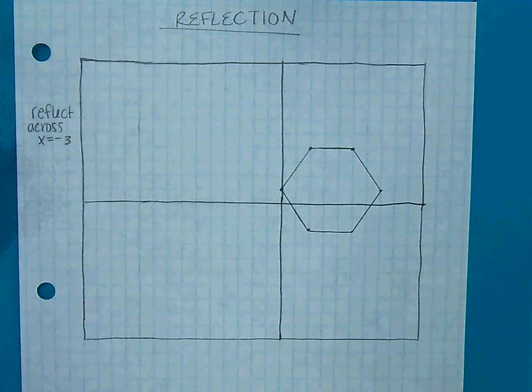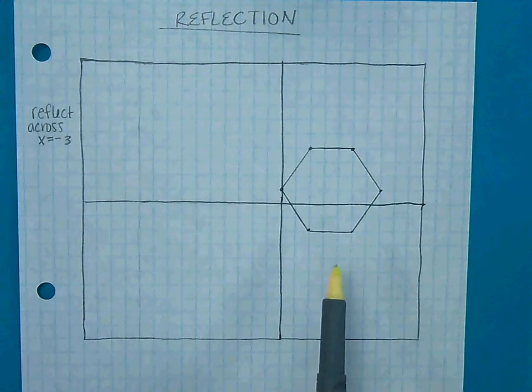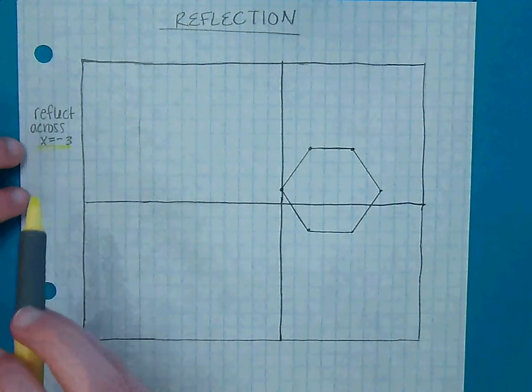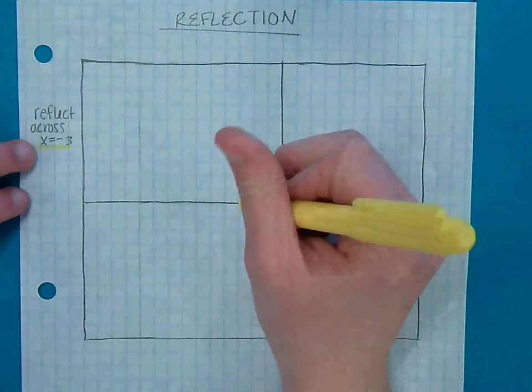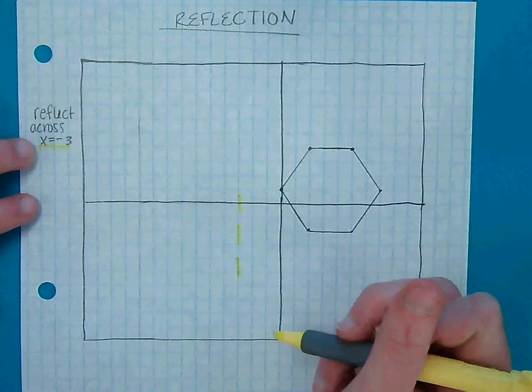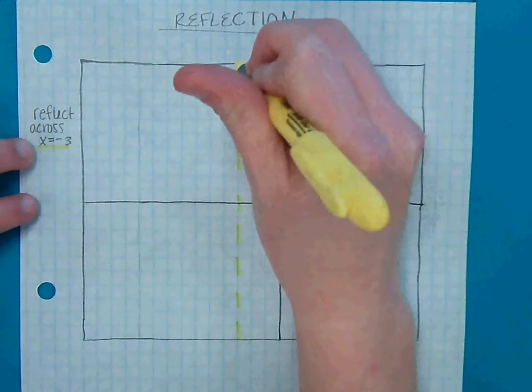So for this video, we're going to work on some reflection review. With this graph, we're doing a hexagon, and this time we're going to reflect it over x equals negative 3. So x equals negative 3, I'm going to do a line with a different color. I'm using a highlighter. And this right here is x equals negative 3, and that's what I'm reflecting over.